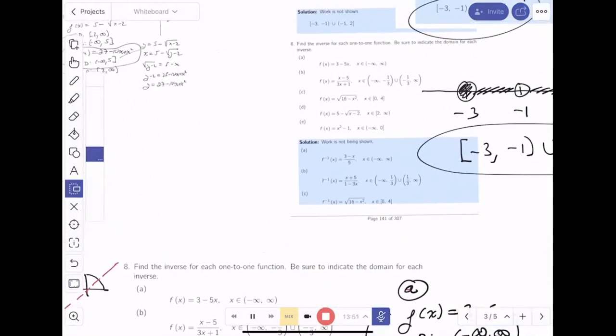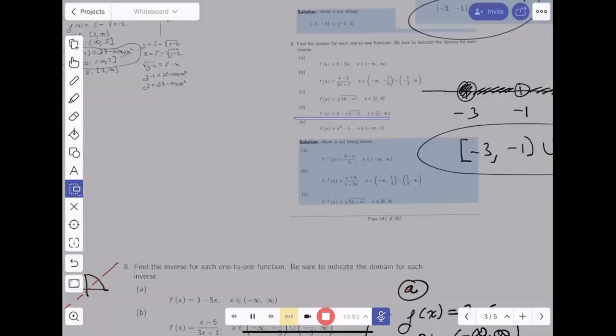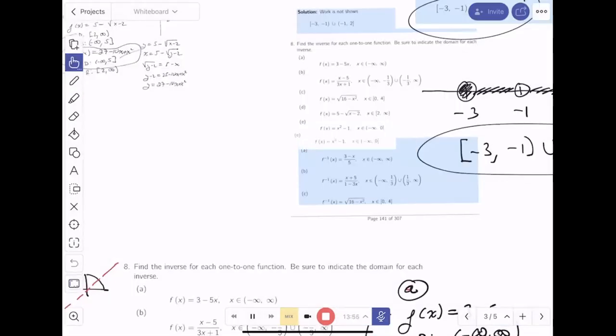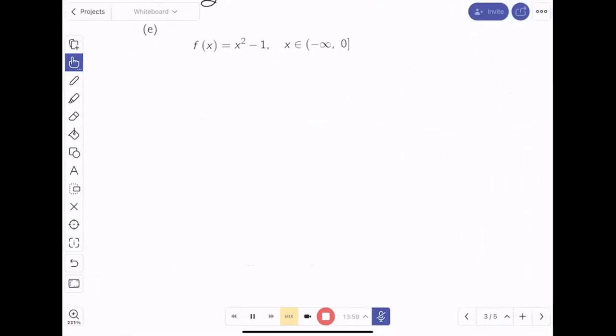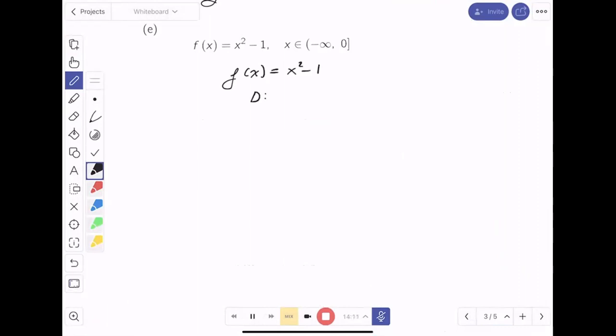Oh, boy, I got to copy E now. And let me pull it over here. And let's take a look. All right, letter A. It's a parabola. It's pretty simple. And I'll write this down for you. F of x equals x squared minus 1. They give me the domain, and the domain is going to be from minus infinity up to 0.